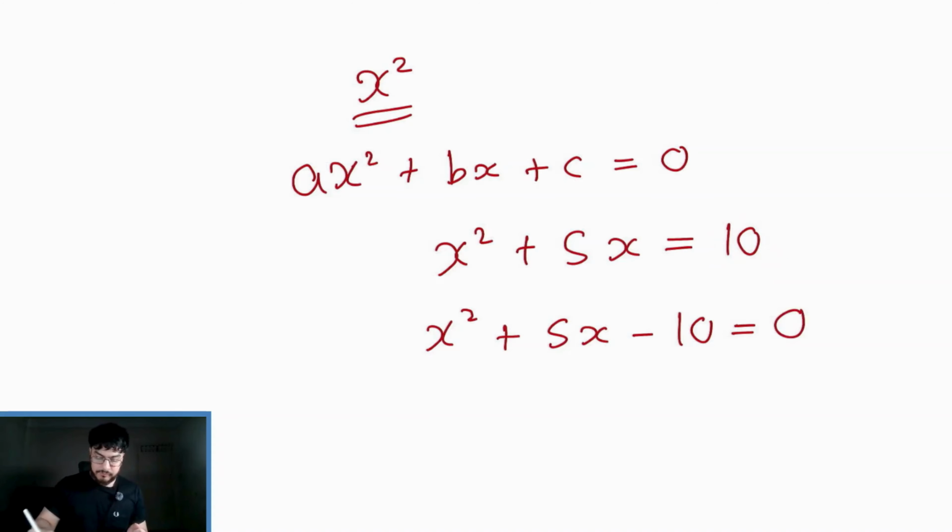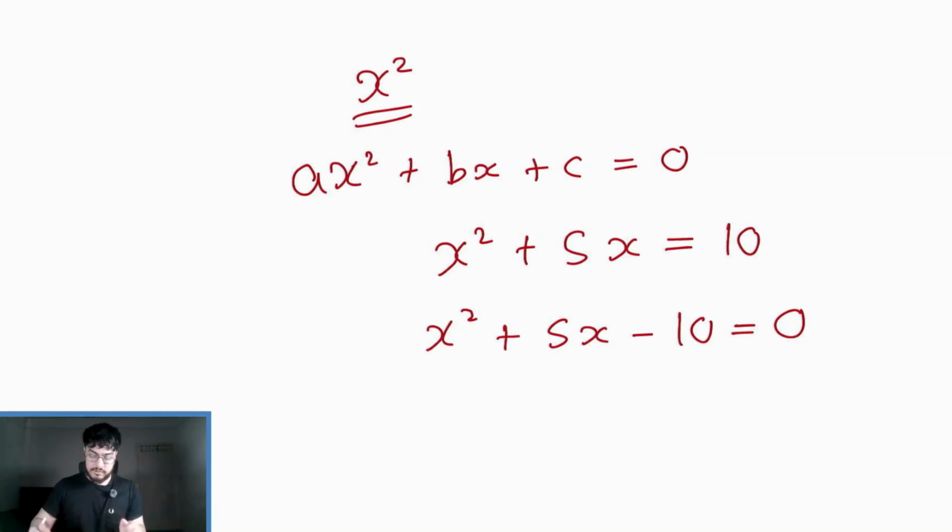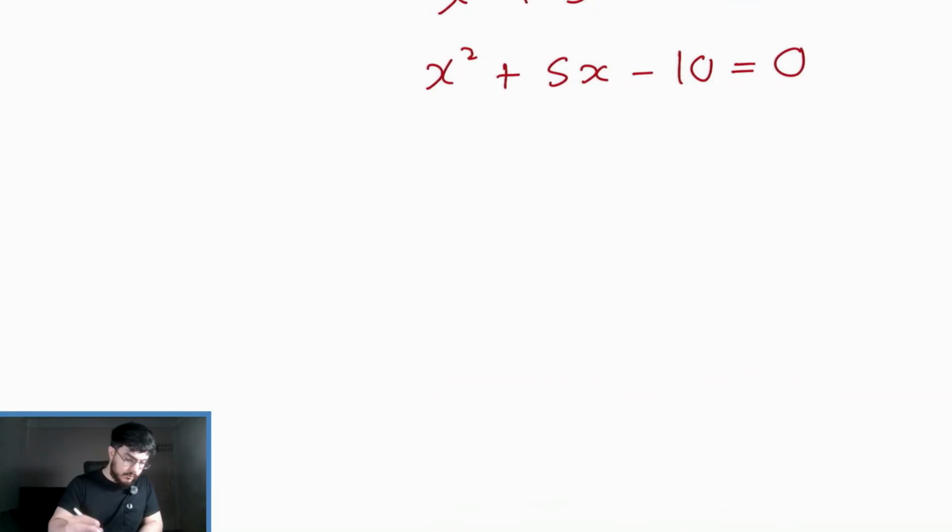Now, I'm not even sure if this quadratic can be factorized, but what I'm trying to get to is that our methods can then be applied to this side. So as long as it's equal to 0, we can apply our methods. So let's get into the examples just so we're not wasting too much time with this.